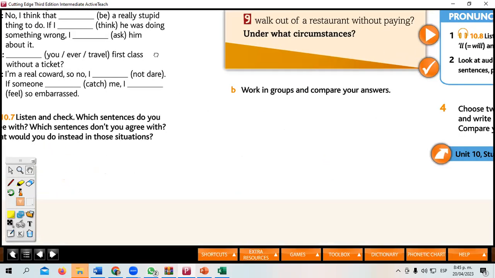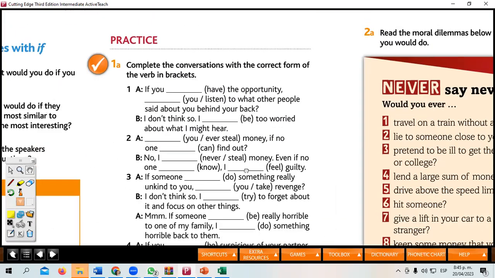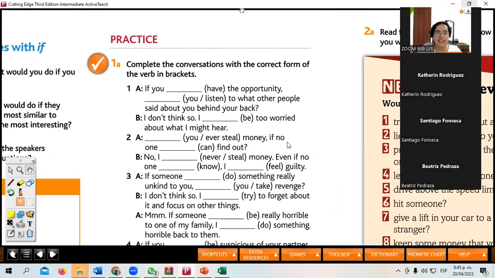And I want you to go to page 101. Wait, no, wait. Eso de la barba es una mentira. Santiago, you have your microphone on.